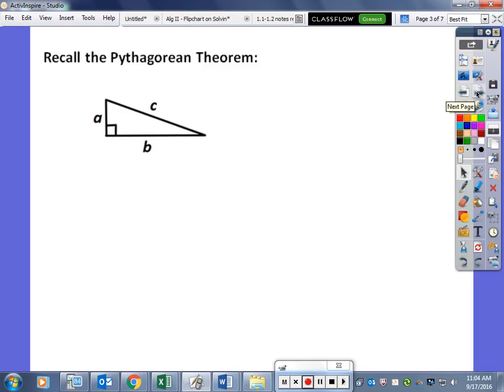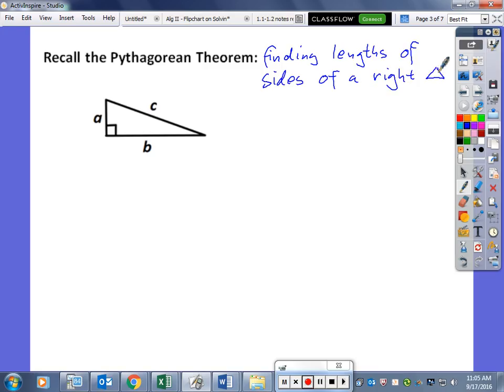Now let's go back and recall the Pythagorean theorem, which is a very useful thing that we use for finding the lengths of the sides of a right triangle. The formula goes c squared is equal to a squared plus b squared.